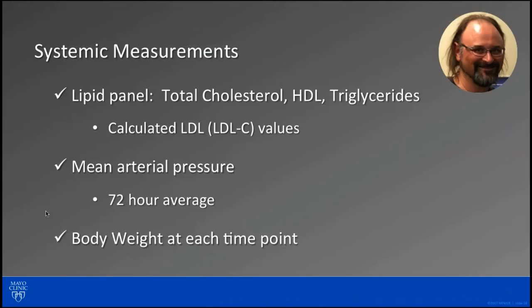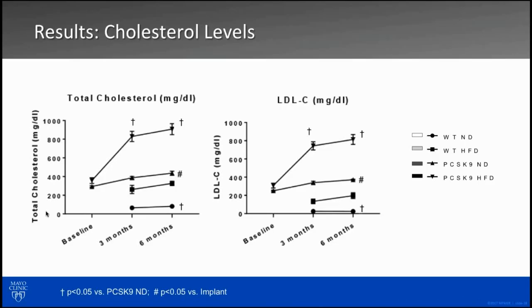We also did some systemic measurements. So of course, we looked at the mean arterial pressure over that 72-hour time frame for our HRV analysis. We looked at the blood lipid panels so that we could calculate the LDL. Those are calculated LDL values from the total cholesterol, HDL, and triglyceride data that was obtained from the plasma. And of course, we did have body weight measurements at each time point. I'll be focusing, however, my results from systemic on the heart rate values and the cholesterol levels from the animals.